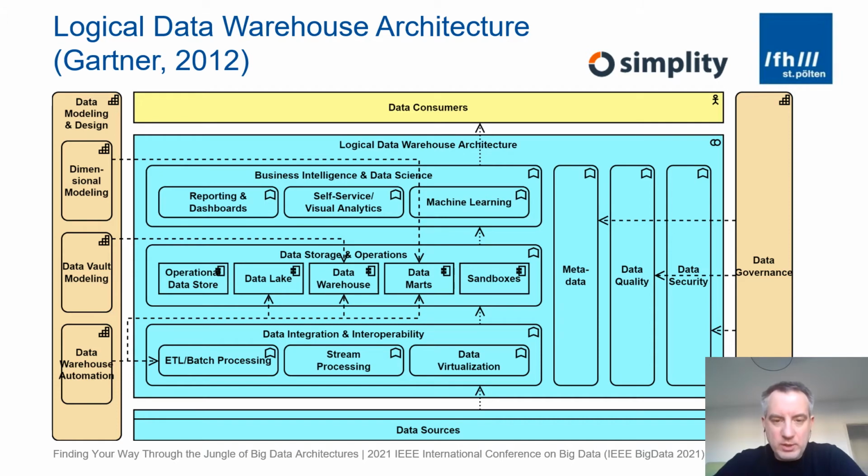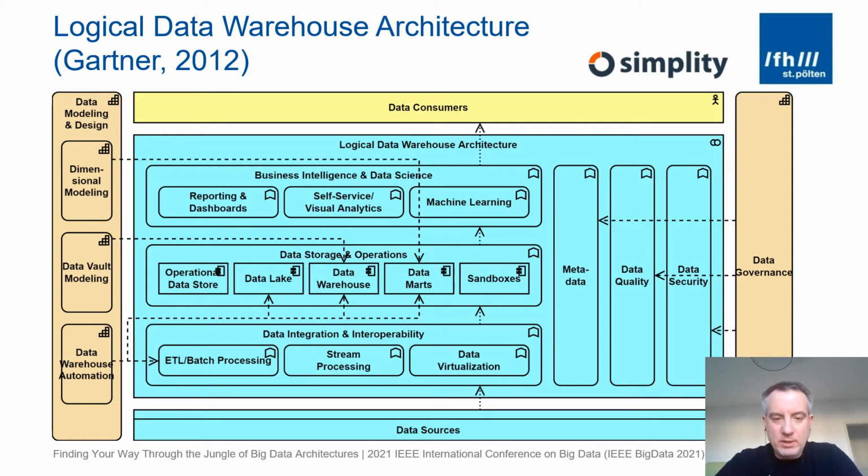Doing that, we started with the idea of a logical data warehouse, which was presented by Gartner in 2012, and then basically developed further over the years. The point of the logical data warehouse architecture is that classic architecture approaches such as data warehouse, data lake, data marts should not be seen as competing approaches, but rather as components that together can be combined in a common overarching architecture.